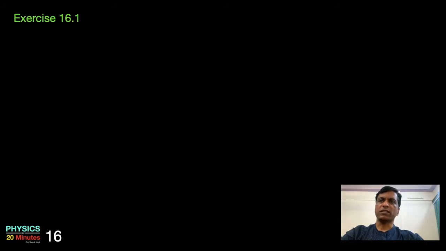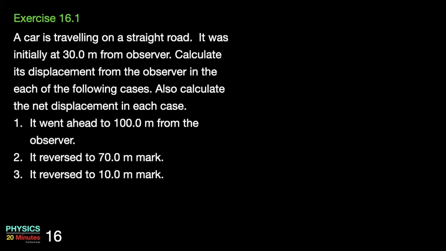Going further, let's take an exercise to understand the concept that we have developed so far. A car is traveling on a straight road. It was initially at 30 meters from the observer. Calculate its displacement from the observer in each of the following cases. Also calculate the net displacement in each case. It went ahead to 100 meters from the observer. It reversed to the 70 meter mark. It reversed to the 10 meter mark. It's a rather simple problem. If you want to solve it on your own, please try that and come back and check the solution. Here goes the solution.